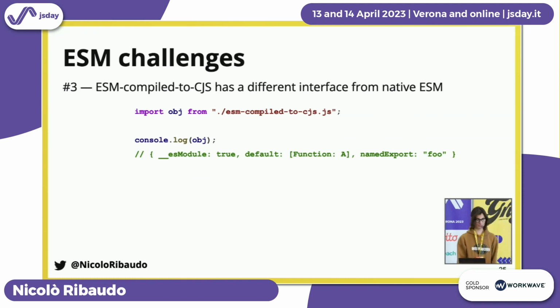Then ESM compiled to CommonJS works differently from native ESM. It has a different interface. Maybe it has happened to you that you tried to import a JavaScript library that was originally written in ESM and compiled to CommonJS. You tried to run this directly as ESM in Node without compiling your app code, and you've seen that it doesn't really work. For example, if you try to import the default value, you sometimes get an object with an __esModule property and then a default property on the object, which you expected not to be there because you already tried to import the default.